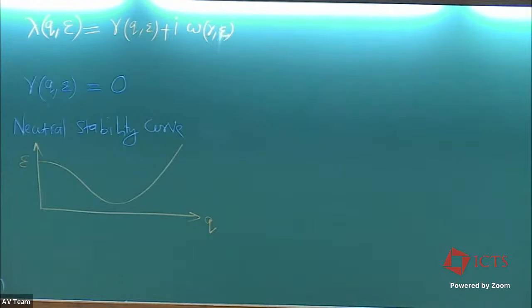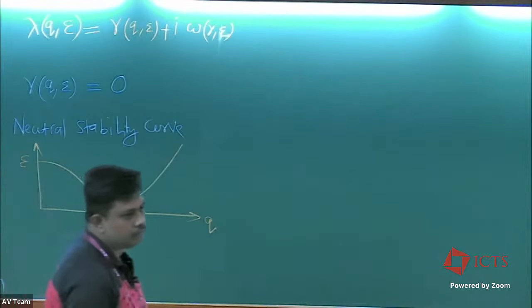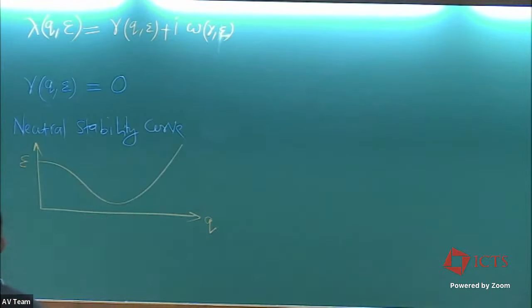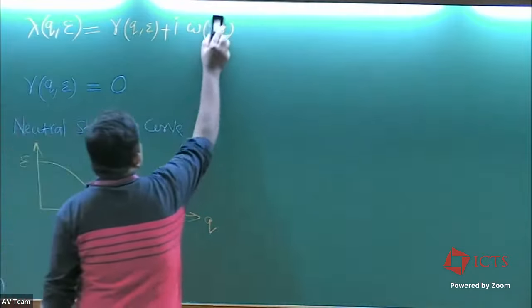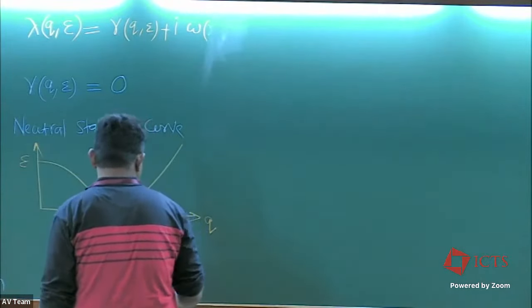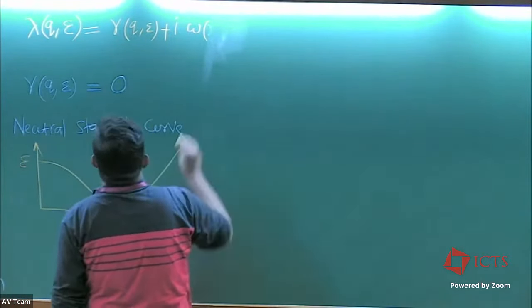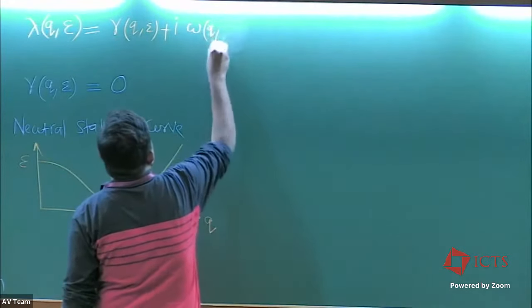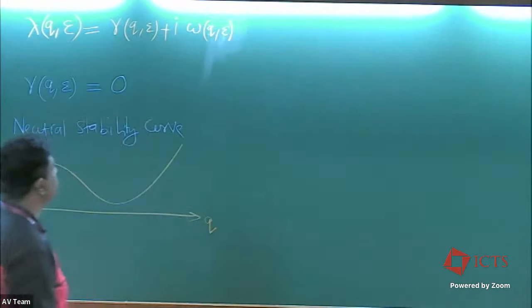Vijay, there is a question: why is W a function of gamma? Where is W? I think that is omega he's trying to say. So this is q comma epsilon. Thank you.